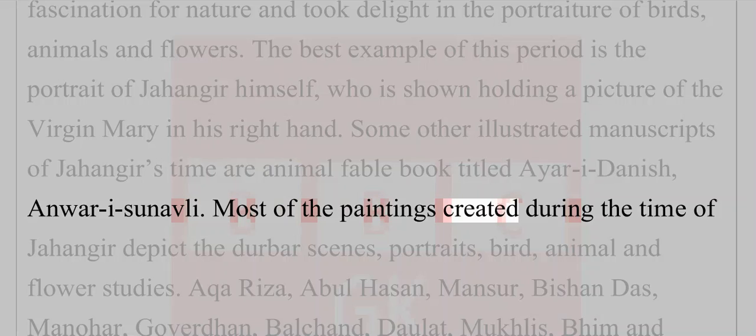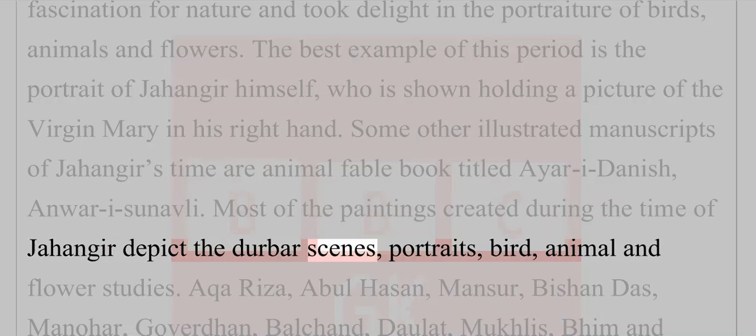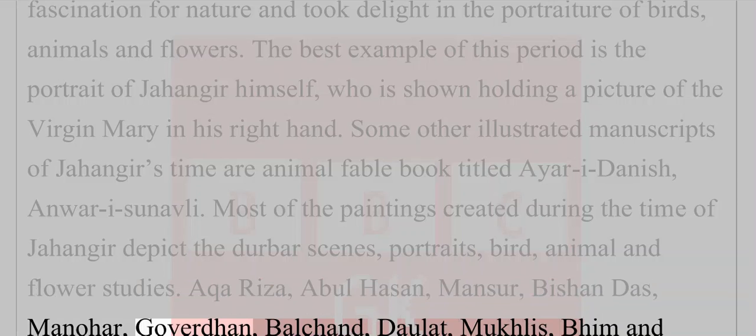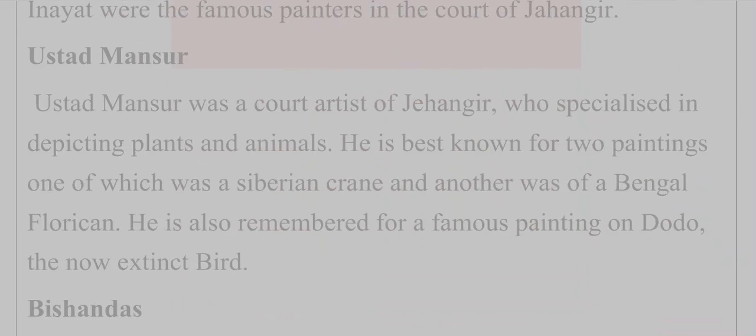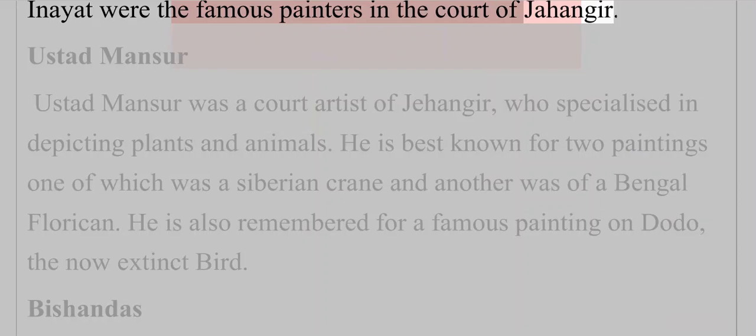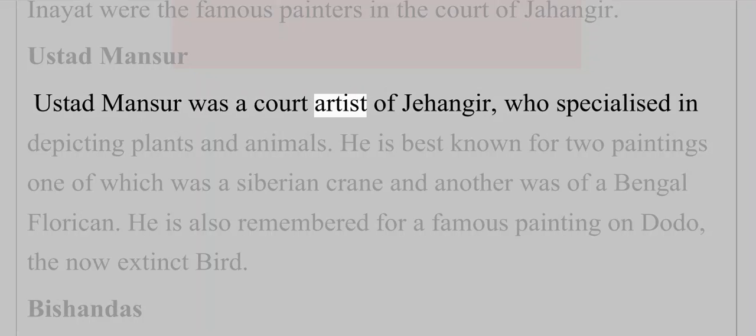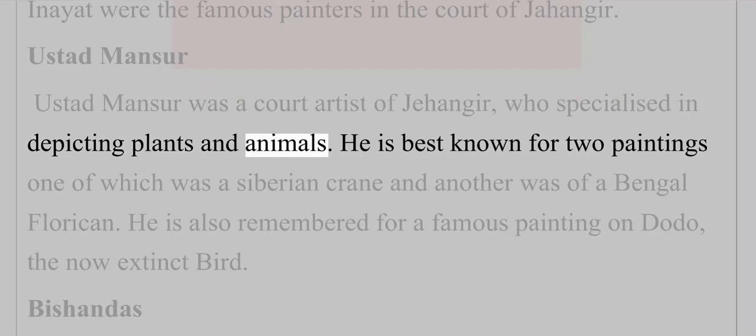Most of the paintings created during the time of Jahangir depict the Darbar scenes, portraits, and bird, animal and flower studies. Aqa Riza, Abul Hasan, Mansur, Bishan Das, Manohar, Govardhan, Balchand, Daulat, Mukhlis, Bhim and Inayat were the famous painters in the court of Jahangir. Ustad Mansur was a court artist of Jahangir who specialized in depicting plants and animals.